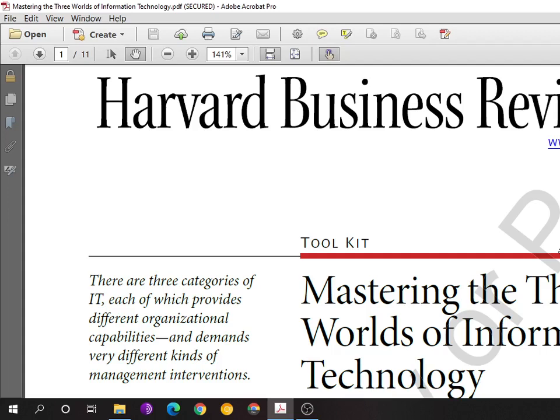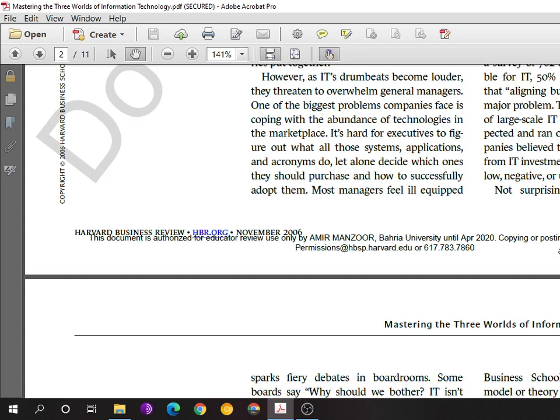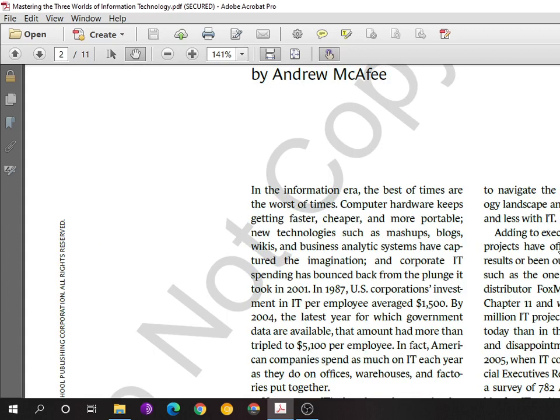Okay, so this is a recording for case bundle number 3's first reading called Mastering the Three Worlds of Information Technology. It talks about the fact that there are several kinds of IT technologies that any organization needs to master if they want to actually succeed in their respective specific industries.